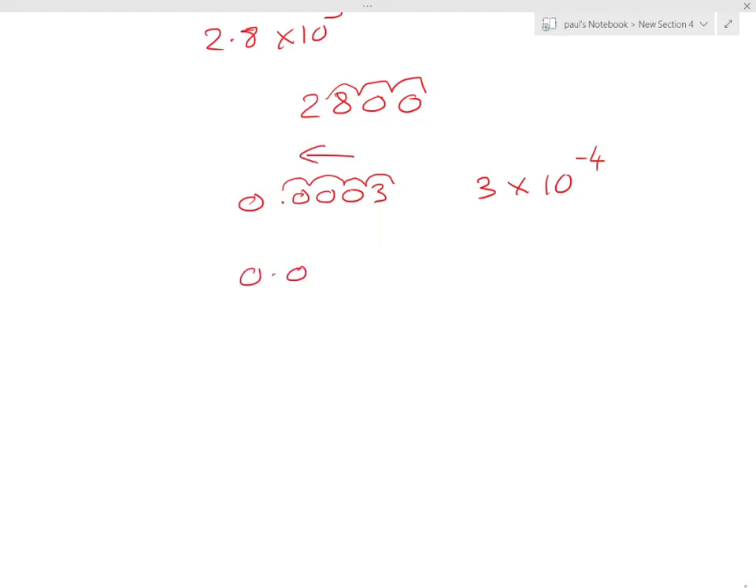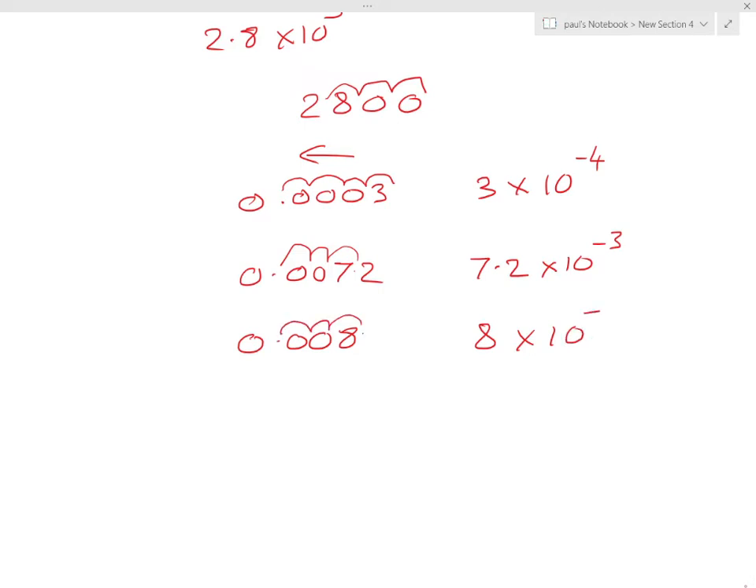So 0.0072, right, we'll go there. So this is going to be 7.2. So go from the 7.2 and go 1, 2, 3, back to the decimal. So that's 10 to the minus 3. Do another one, 0.008. So it's 8 times 10 to the minus, and we're going to go from the 8 and go 1, 2, 3, minus 3.